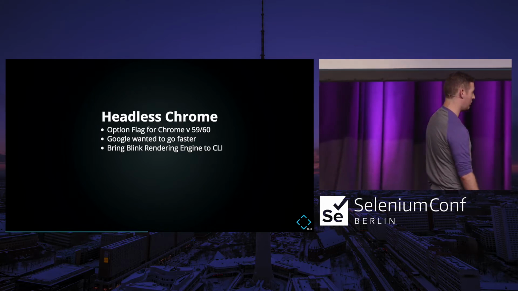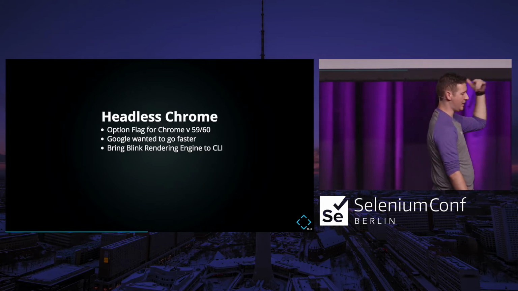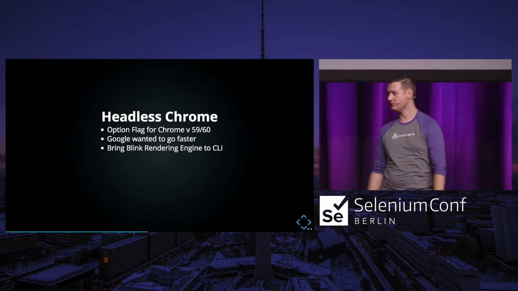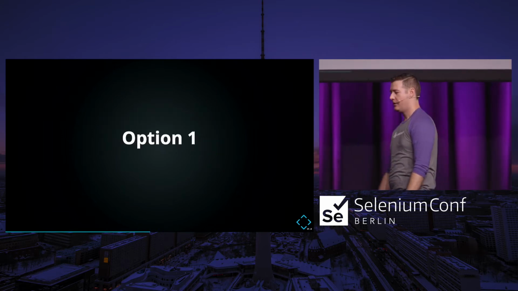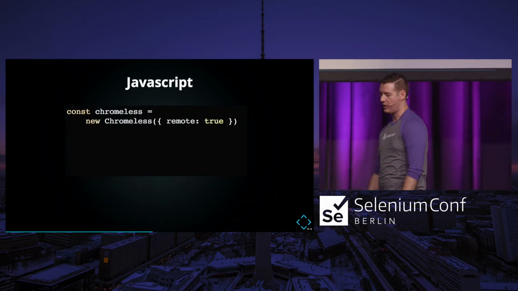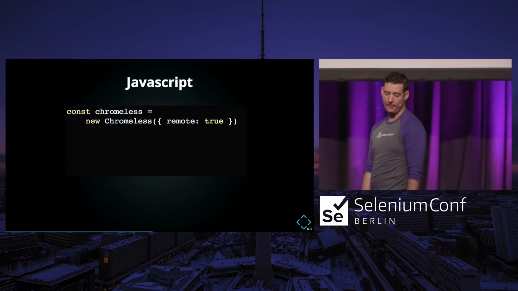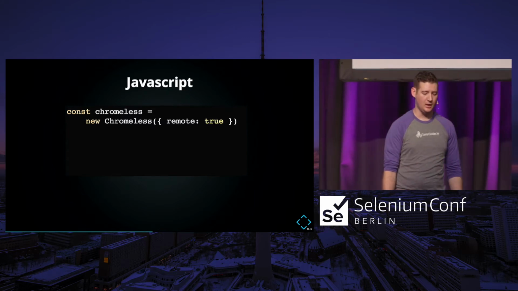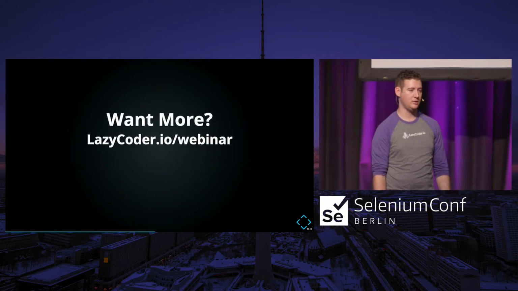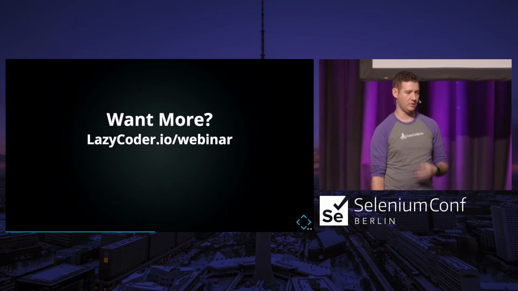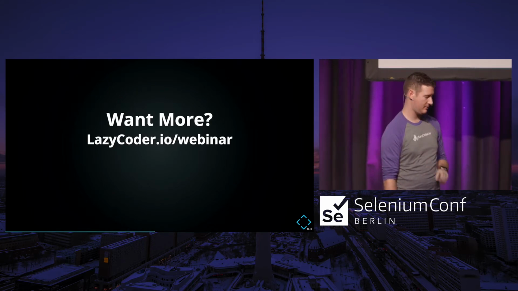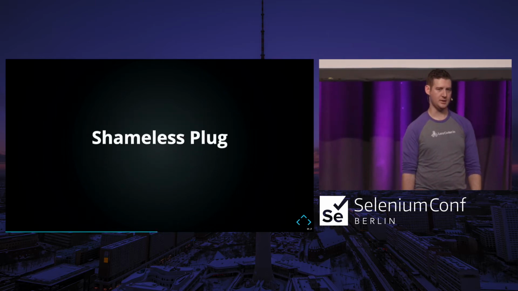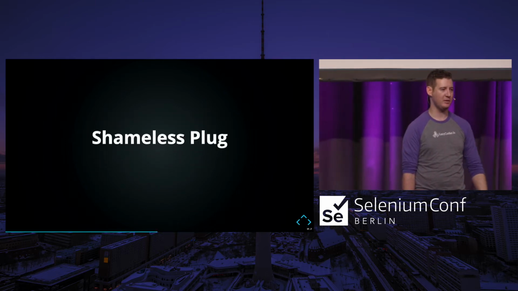It's enabled in Chrome version 59 for Linux and Macs, Chrome version 60 for Windows. This allows you to run a Chromeless remotely too. This is like the Java code that they have on their site. If you want to learn more, go to my website. I'm going to be doing an in-depth presentation on this next week. I can't give you all of the details, and hashtag shameless plug on me.